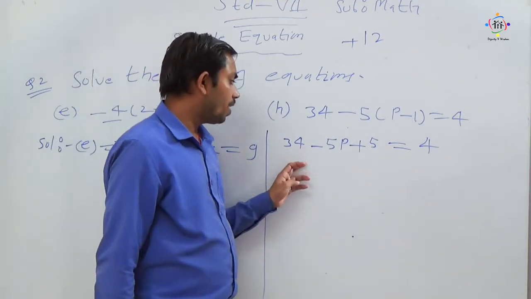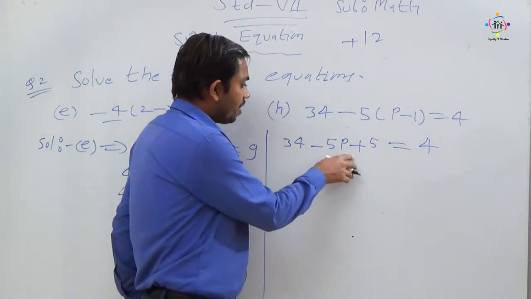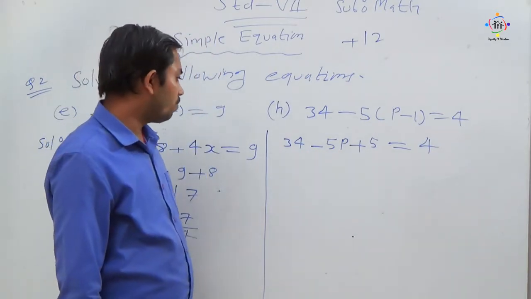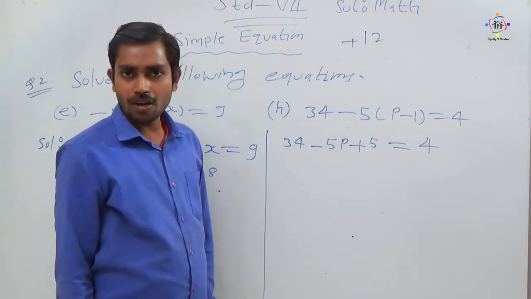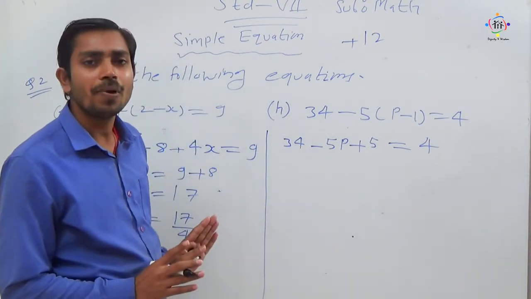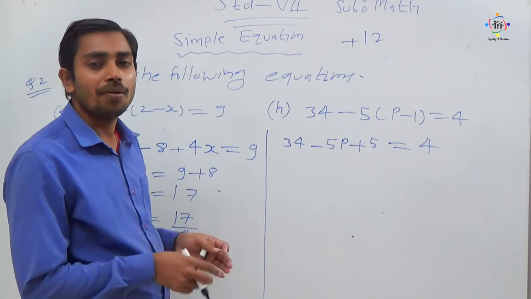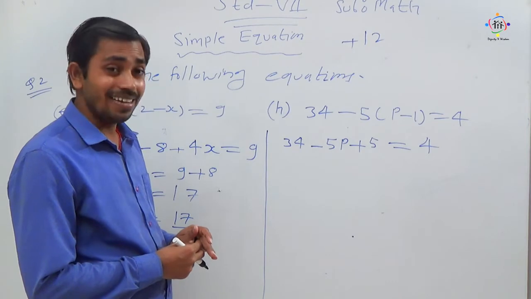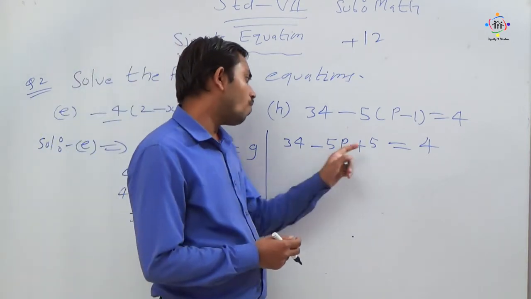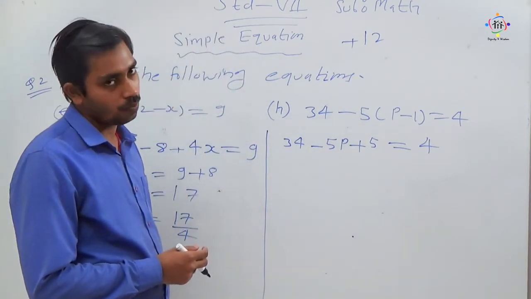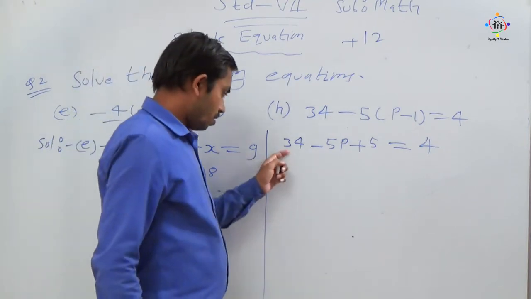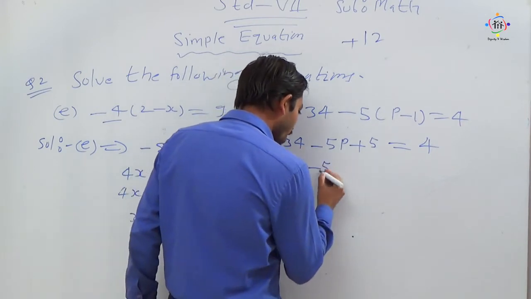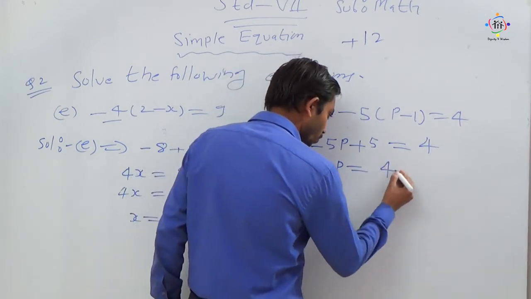So now further what to do, my dear students? See, there is a combination of heterogeneous terms, constant and variable. That side is called heterogeneous. What is meant by heterogeneous? There are different terms, variable as well as constant. So let us segregate it. So 34 plus 5 we can add together because both are constant. 34 plus 5 becomes 39, my dear students. Minus 5p is equal to 4.